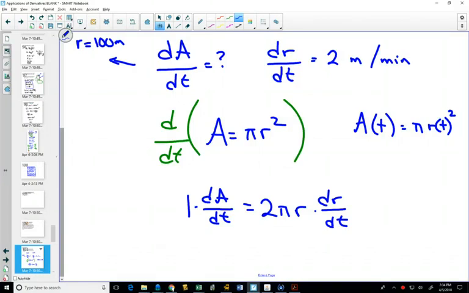This is our implicit differentiation that we've done before. Implicit differentiation says, do your derivatives like normal. Derivative of A is 1. Derivative of pi r squared would be 2 pi r. And then after you do the derivative of a variable that's different than the variable you're using, you have to write dA/dt. After this one, you'd have to write dr/dt.